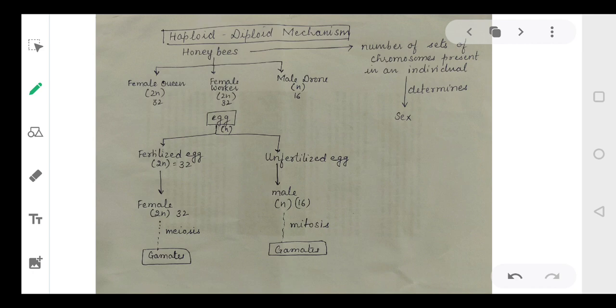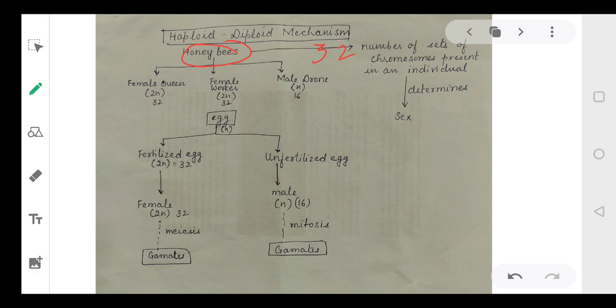Now the last mechanism is called the haploid diploid mechanism. ये जनरली हम ऑब्जर्व करते हैं हनी बीज में. तो हनी बीज में क्या होता है? हनी बीज में बेसिकली उनके पास 32 क्रोमोसोम्स होते हैं, यानी 16 पेयर ऑफ क्रोमोसोम्स.